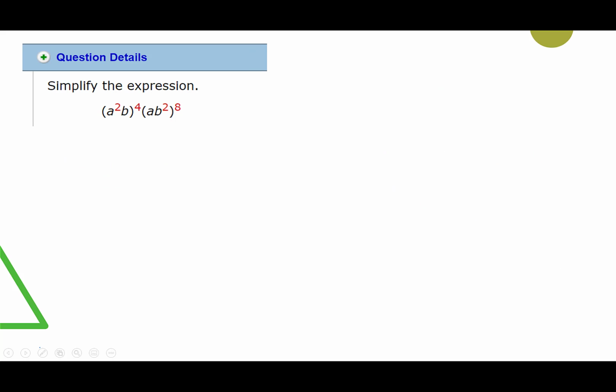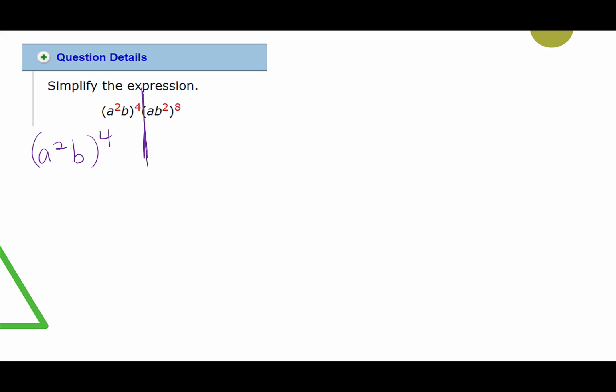Okay, look at this problem. It says simplify the expression a squared times b, and that's all raised to the 4th power, times ab squared raised to the 8th power. I'd like to split this problem into two parts, right here where I'm drawing this purple line. The first part is a squared b, all of that raised to the 4th power.